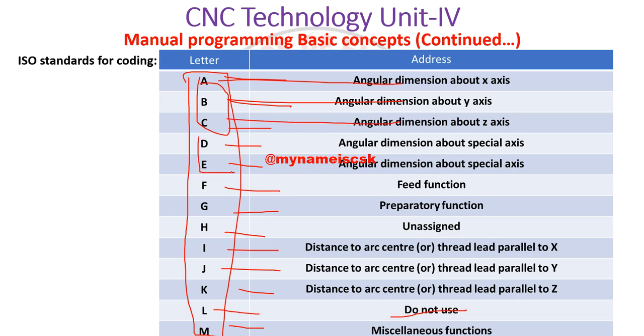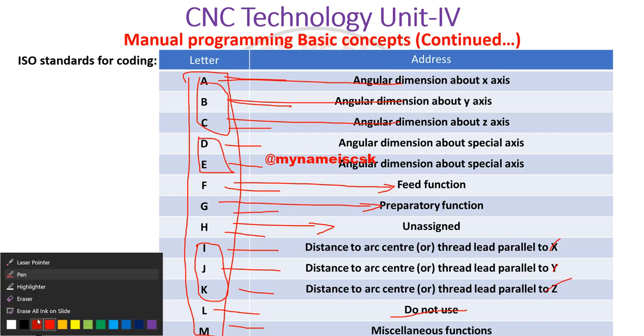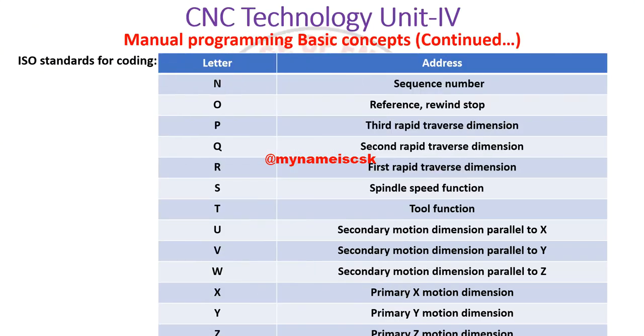Coming to D and E, if you have a 4-axis, 5-axis or 6-axis machine, then we can assign them to D and E. F comes as the feed function, the input feed we are giving. G is nothing but G codes, or the preparatory function. H is not assigned, and IJK are used when we are using any arc, like any radius, or any thread we are making. That thread should be parallel to XYZ. At that time we use IJK. I is with respect to X, J with respect to Y, and K with respect to Z. So these are the different letters we use.